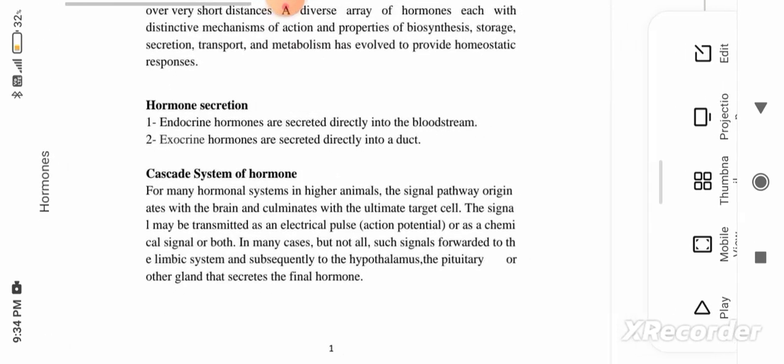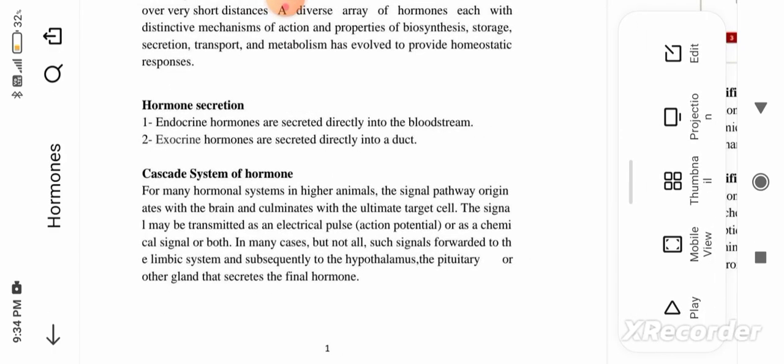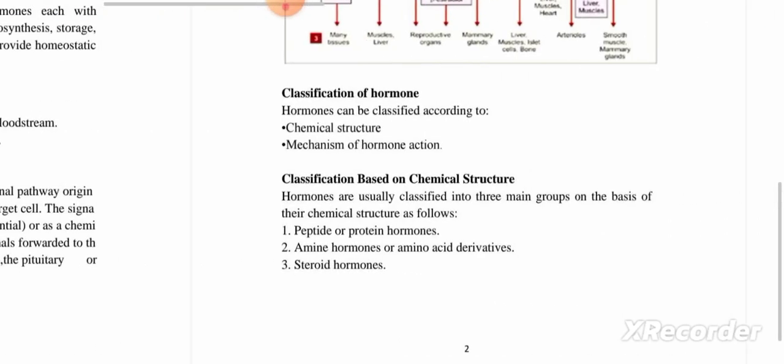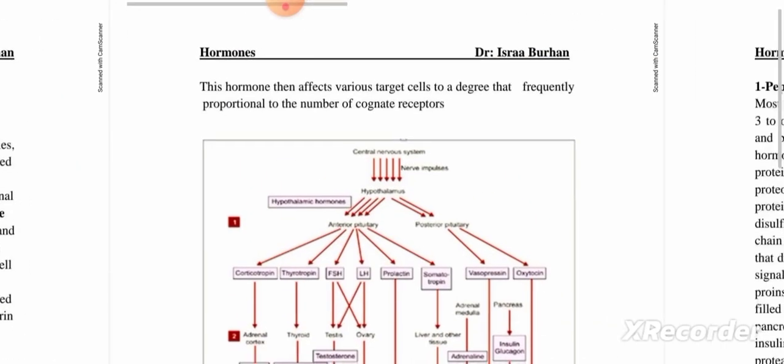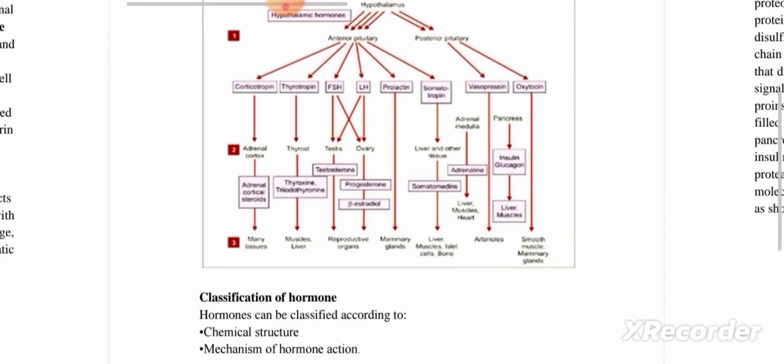Cascade system of hormones. For many hormonal systems in higher animals, the signal pathway originates with the brain and culminates with the ultimate target cell. The signal may be transmitted as an electrical pulse or as a chemical signal or both. In many cases, but not all, such signals are forwarded to the limbic system and subsequently to the hypothalamus, the pituitary, or the other gland that secretes the final hormone. This hormone then affects various target cells to a degree that is frequently proportional to the number of cognate receptors.